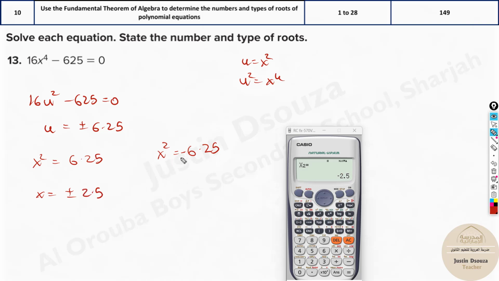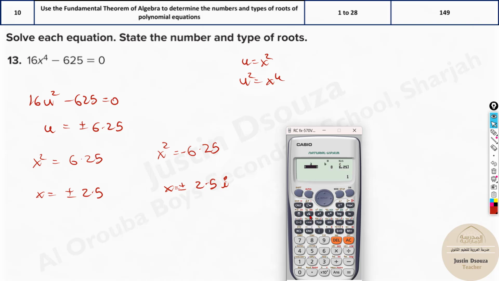And over here, what's going to happen? Because it's minus, it's going to be plus or minus 2.5 i, imaginary. You can do it in the calculator as well. We'll just see. Same thing, 1, 0, and this will be positive 6.25. Here, this is the answer.